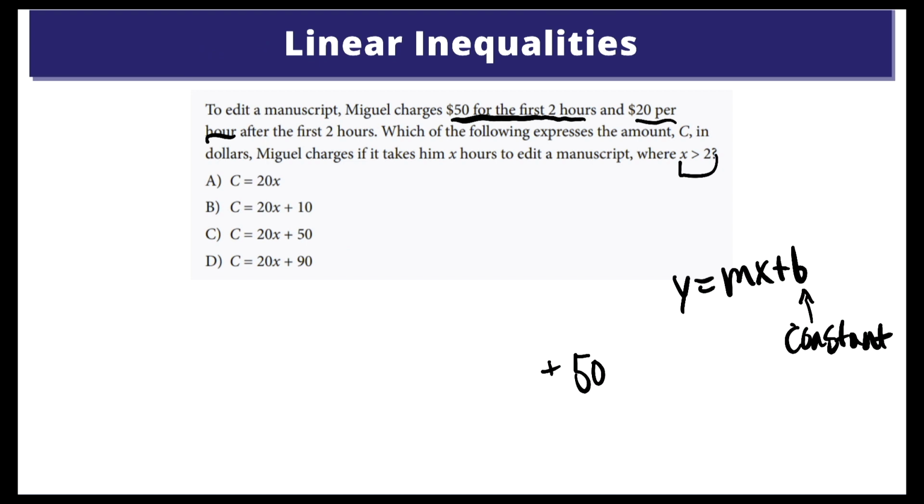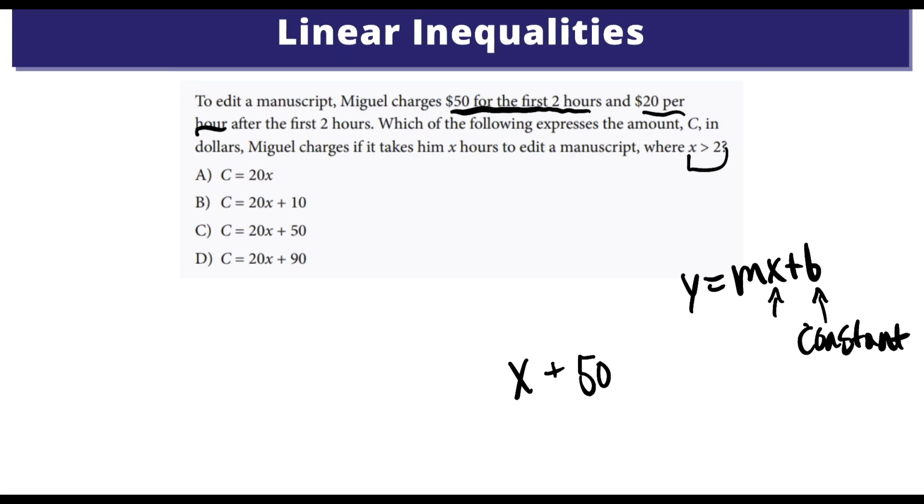And now we need to say, okay, we don't really know how many hours after he's planning on working. So we're going to put in that variable right over here, the x. And then we have an m. What is the m? That's the multiplier. So how much does he earn an hour? 20. Equals C.